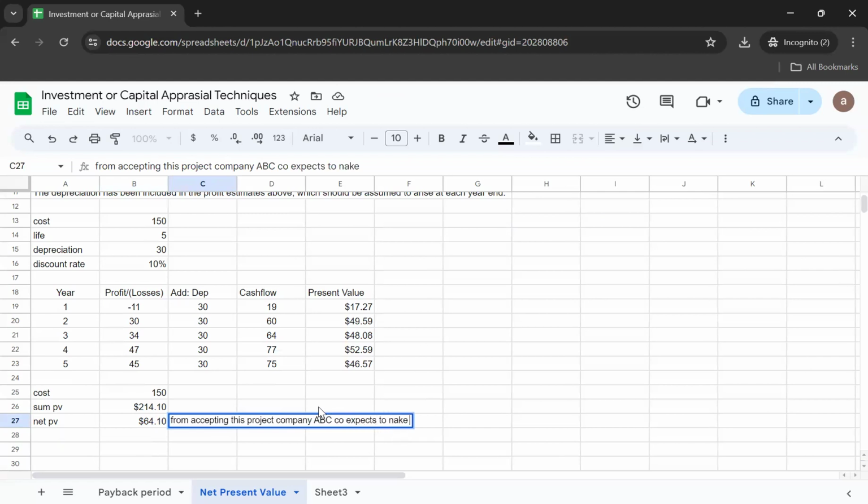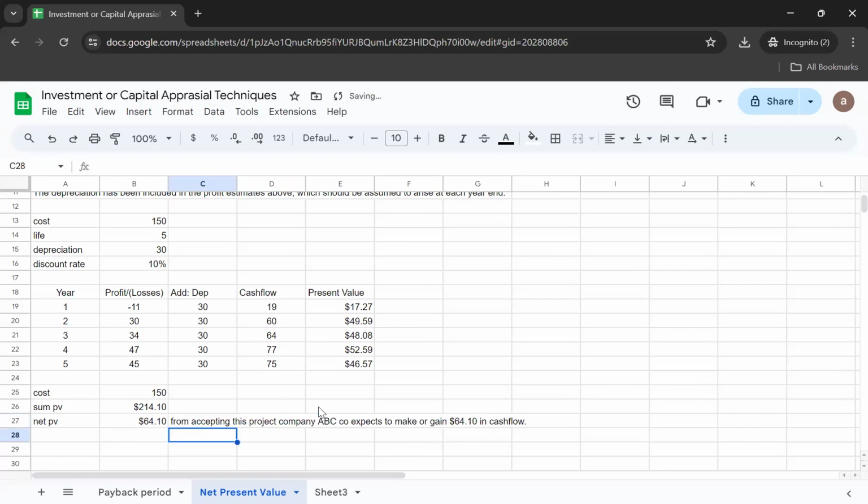expects to make or gain $64.10 in cash flow, right? So it's a positive number. The decision here would be to accept the investment project because NPV is positive, right? So in net present value, the decision is only based on positive and negative.